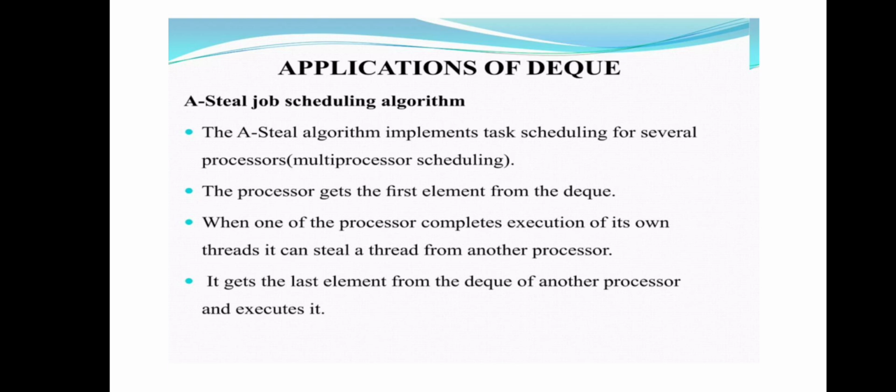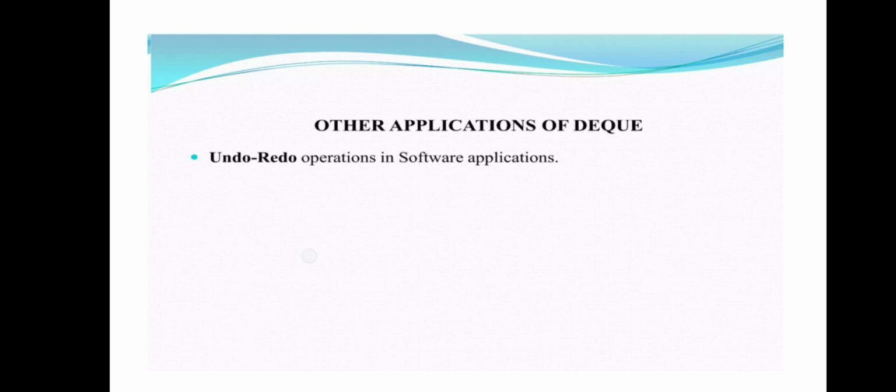Now, what are the applications of deque? There are a few applications of deque. The work-stealing algorithm implements task scheduling for several processors, that is, multiprocessor scheduling. The processor gets the first element from the deque. When one of the processors completes execution of its own threads, it can steal a thread from another processor. It gets the last element from the deque of another processor and executes it. These are the main applications of a double-ended queue.